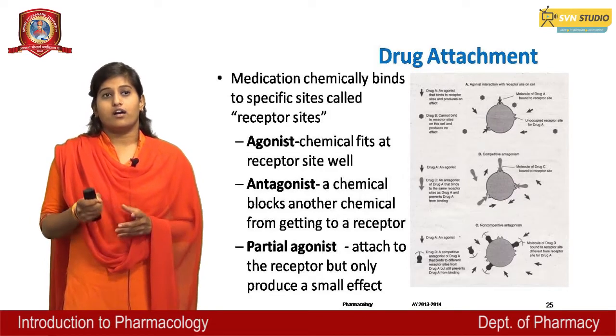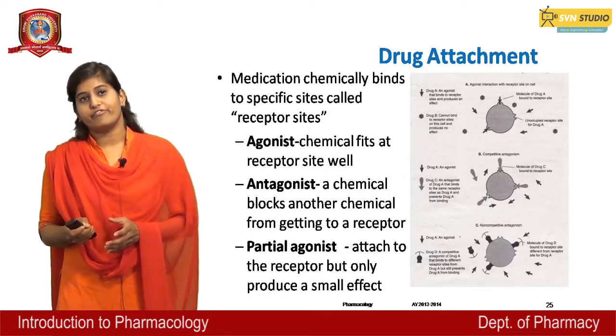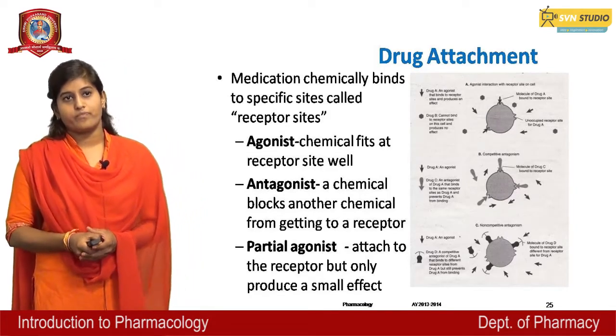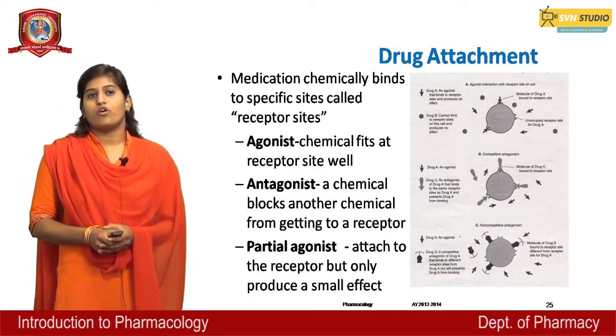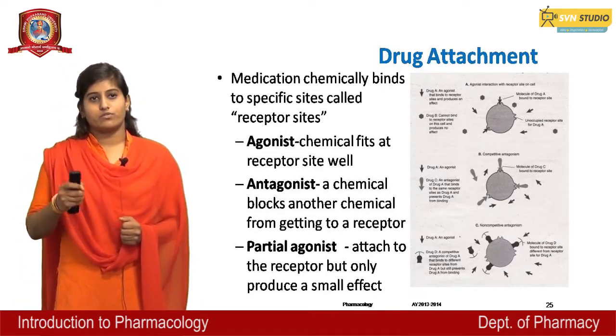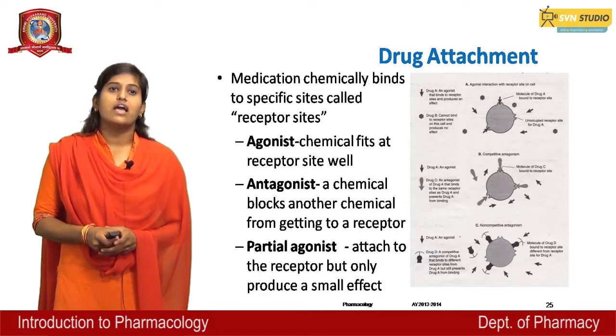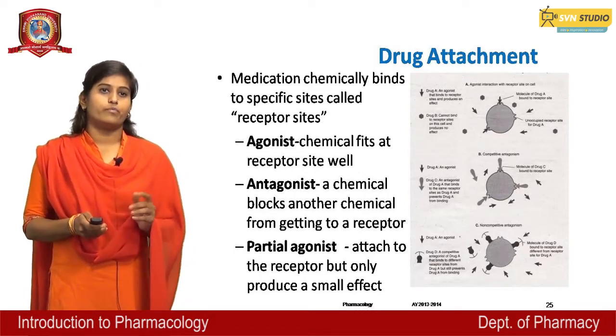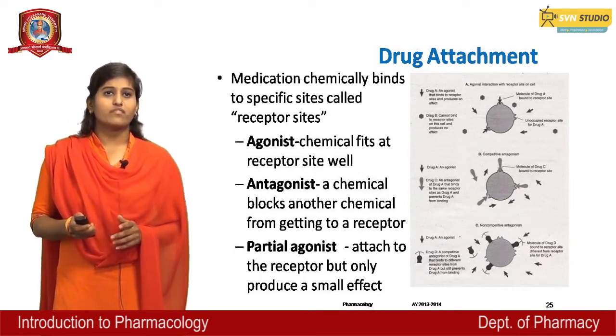That is, agonist: a chemical that fits at the receptor site. Antagonist: a chemical that blocks another chemical from getting to a receptor. Partial agonist: attaches to the receptor but only produces a small effect.